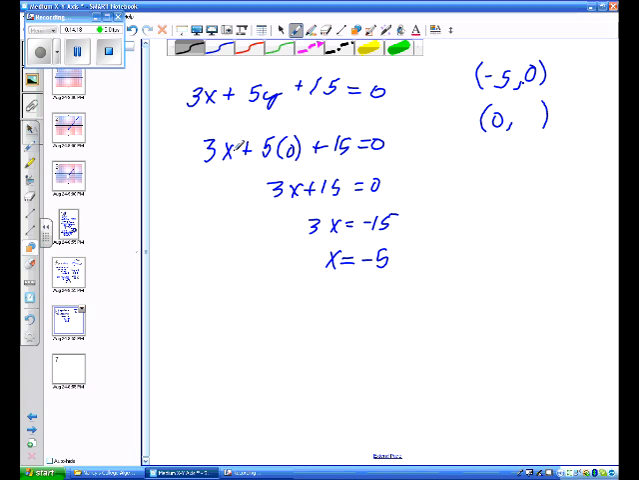Then we'll substitute in 0 for x. Well, that basically makes that term 0. So what we're left with is 5y plus 15 equals 0. Subtracting 15 and dividing by 5. So y is equal to negative 3.